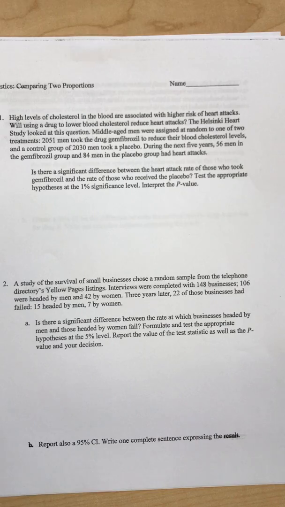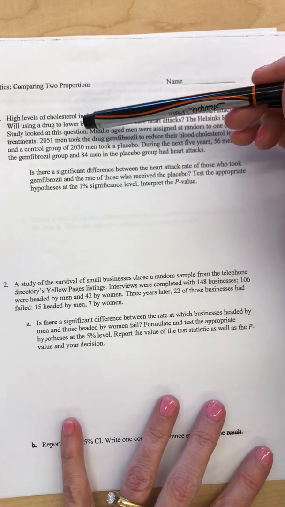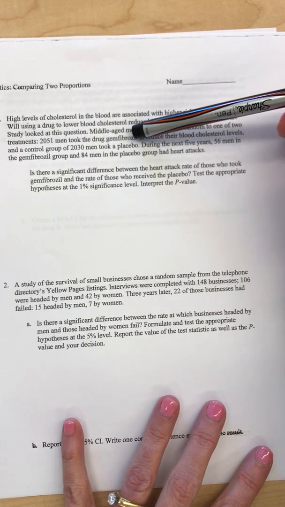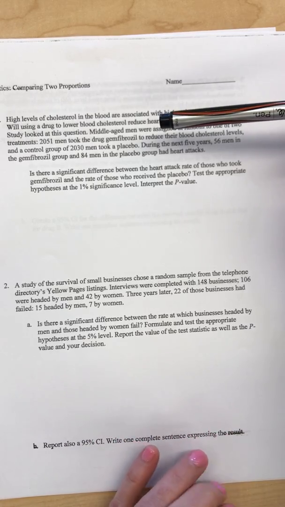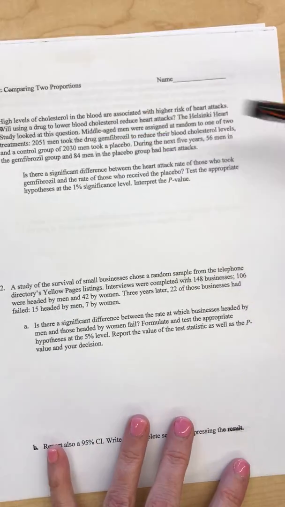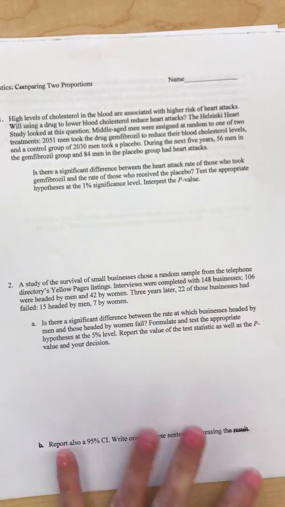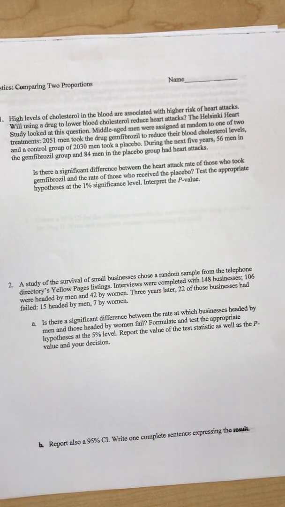So we want to know, let's see, middle-aged men were assigned at random to one of 2 treatments. We have some men that took this drug, gemfibrozil, and a whole bunch of other guys took a placebo, and then they're telling us how many in each of the groups had heart attacks. And so we want to see at a 1% alpha level if there is actually a difference between the heart attack rate. All right, so you need to find P sub 1 hat and P sub 2 hat. You're also going to want to find P sub C hat.